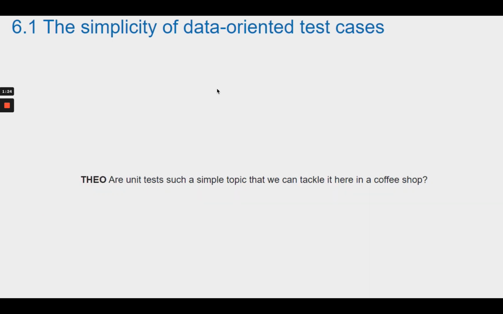Theo: Are unit tests such a simple topic that we can tackle it here in a coffee shop? Joe: Unit tests in general, no, but unit tests for data-oriented code, yes. Theo: Why does that make a difference? Joe: The vast majority of the code base of a data-oriented system deals with data manipulation. Theo: Yeah, I noticed that almost all of the functions we wrote so far receive data and return data. Tip. Most of the code in a data-oriented system deals with data manipulation.